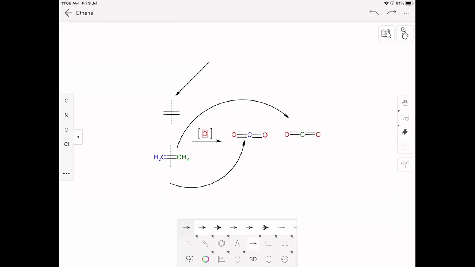Also, if ethene is your starting material, and if you acidify it with hot concentrated manganate ions, you're going to end up with 2 units of carbon dioxide. Cool. And then you might ask yourself, where does the oxygen come from? The oxygen comes from the oxidizing agent, so the MnO4. It supplies the oxygen. Cool.